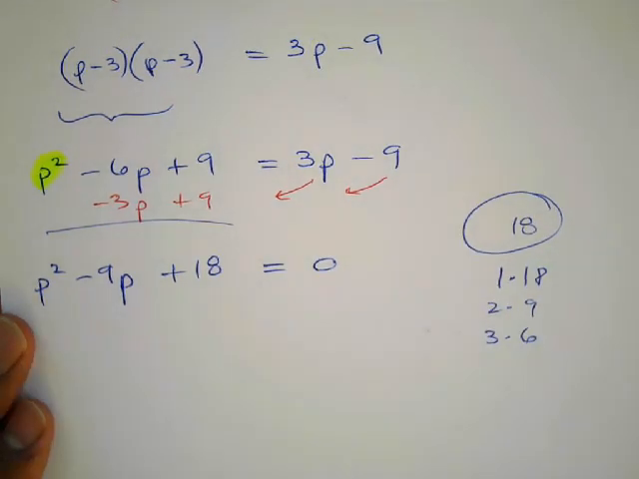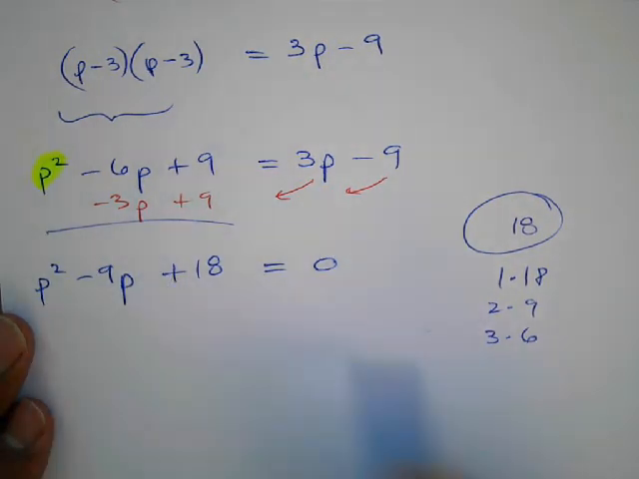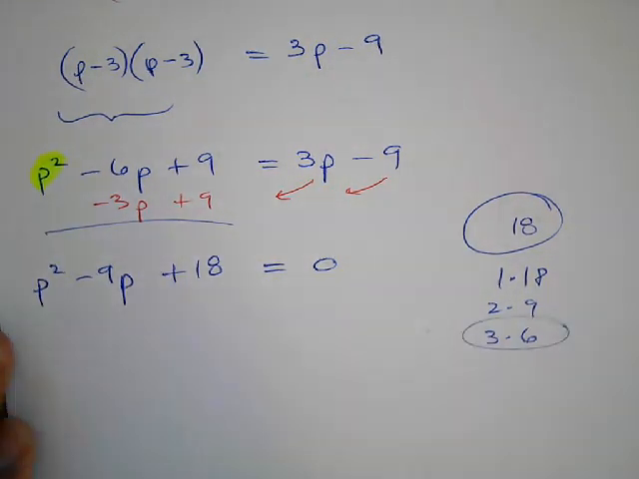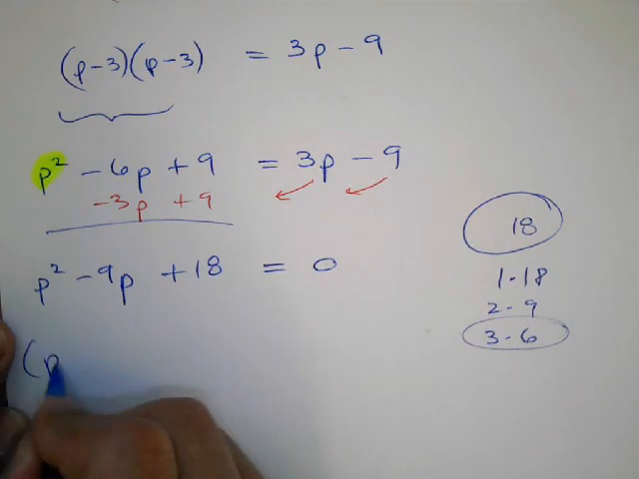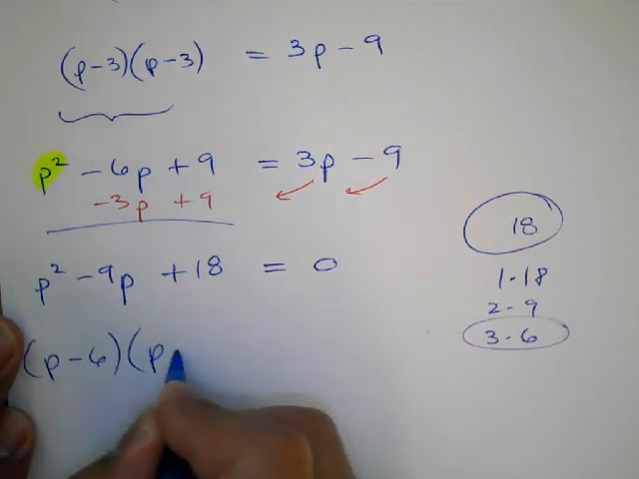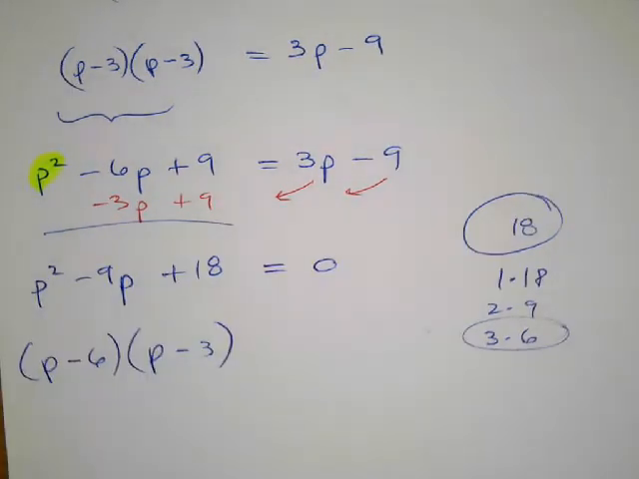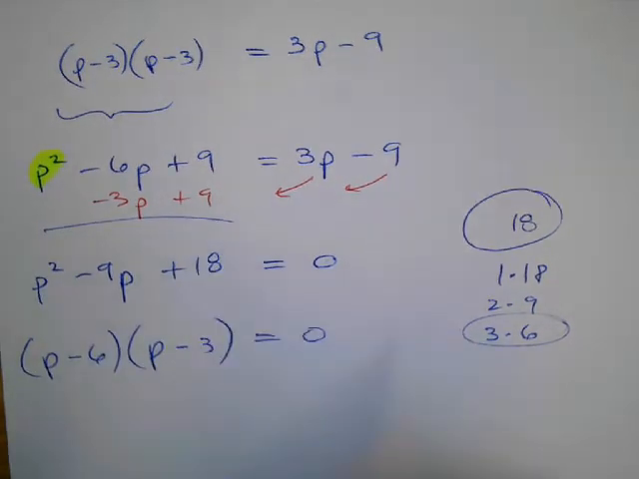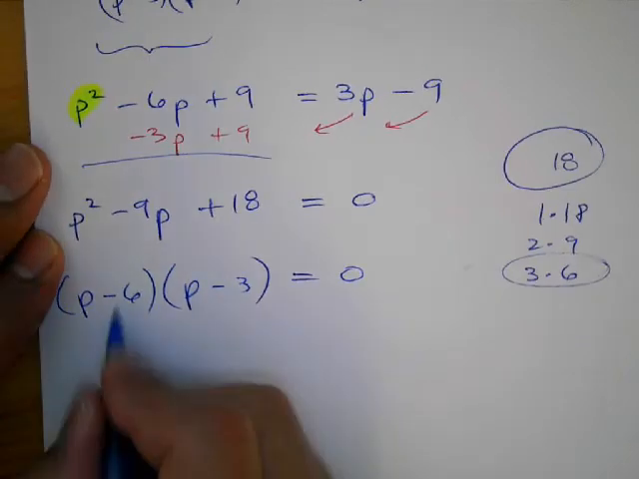And then you got to look at your factors of 18. Which factors of 18 can give you a 9? Well, let's see. I'm just going to do it real quick over here. 1 times 18, 2 times 9, 3 times 6. Which ones can give you a 9 when you add them? 6 and 3. But because it's negative, it's supposed to be p minus 6, p minus 3.